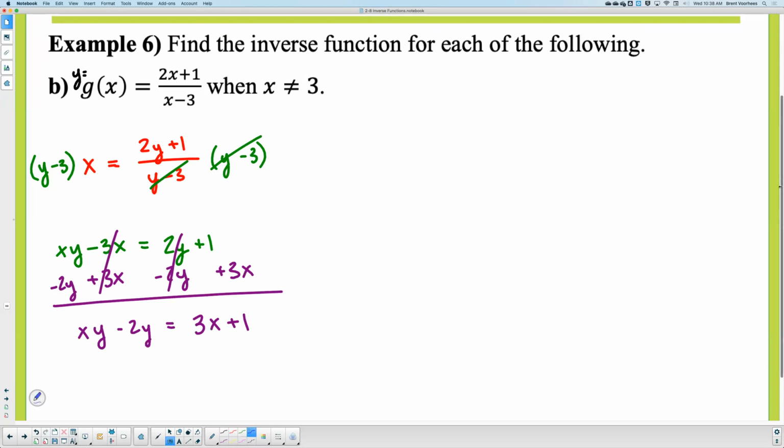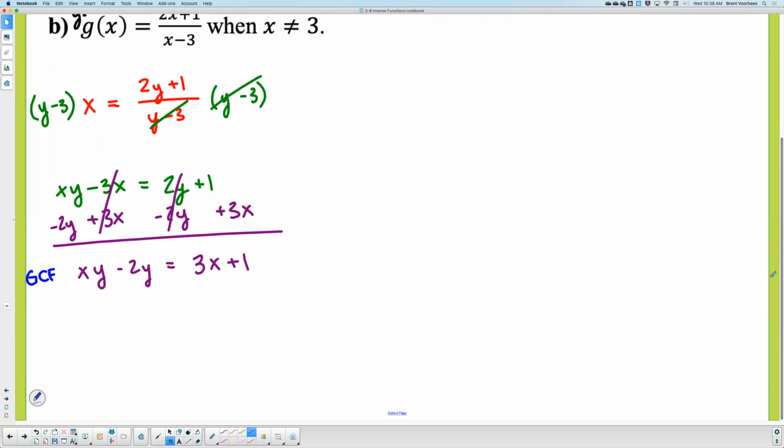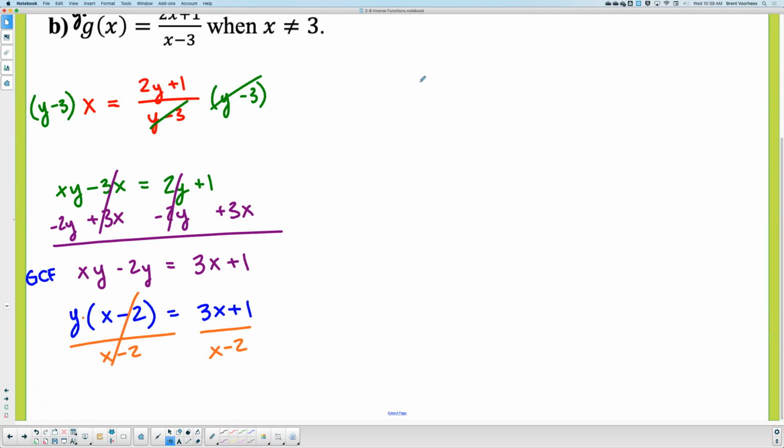What type of factoring? GCF, the best kind. So what's common here is a y. When I pull out the y, I'm left with x minus 2. Great. Yeah, that's multiplying. So the opposite is to divide. Once you divide, you don't have to have a parenthesis anymore. And just like that, we have our answer.